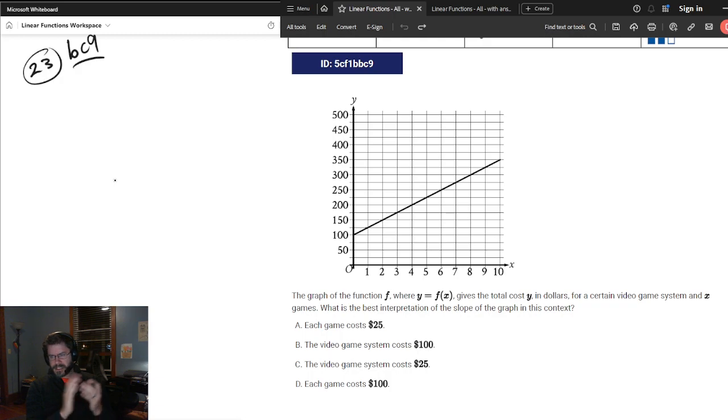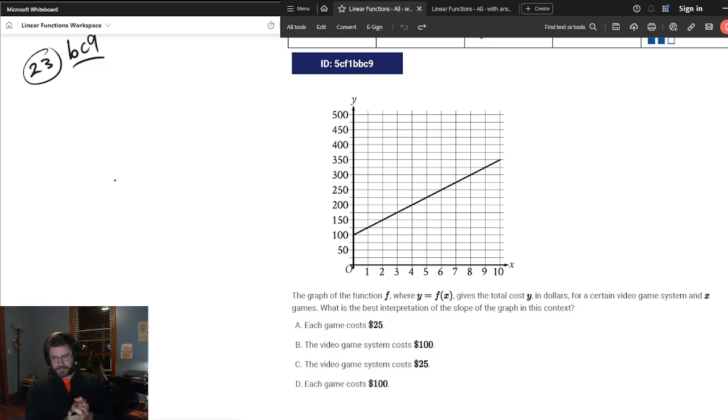Best interpretation of the slope. So it's the cost per game, right? Y is the cost for a system plus x games. So the slope is the cost per game. The y-intercept must be the cost of the system.